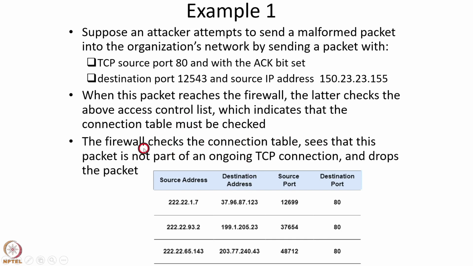So we can see from here that there is no active TCP connection with this source IP address, that is 150.23.23.155. So this does not match any of the active TCP connections in this list. Also, this port number 125.43 does not match any of the source ports here. So the firewall finds out that this packet is not part of an ongoing TCP connection and hence drops the packet.